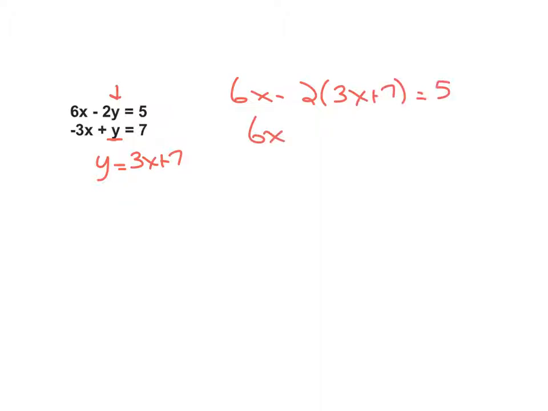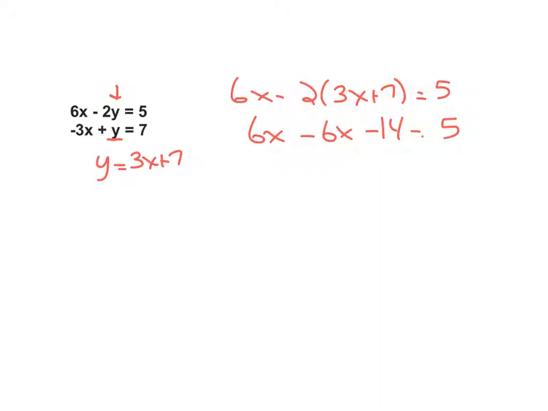Okay, I think this may be a special case, but I want to check it out and see. But again, find the variable with the 1. This is the y, so I can move the 3x over, and I would get positive 3x plus 7. Same step, substitute for that y, so I get 6x minus 2 times my new y, 3x plus 7, equals 5. Distribute the negative 2, making it negative 6x minus 14 equals 5.